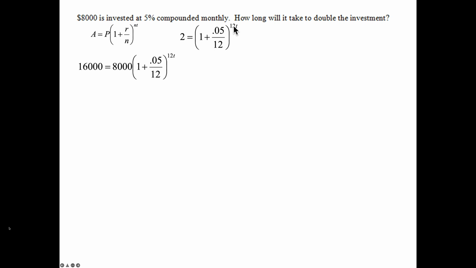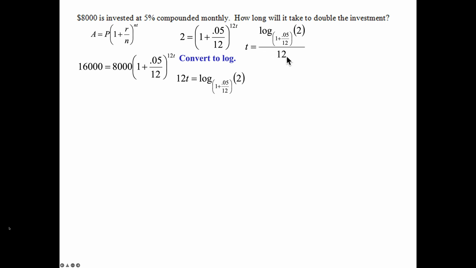Remember your conversion rule. The base and the exponent get separated. What's by itself is going to go with the base. So converting this to a log, we get 12t equal to log base 1 plus 0.05 over 12 of 2. Don't worry about that. The calculator can handle it. Next, to solve for t, we divide by 12. There is the exact value.